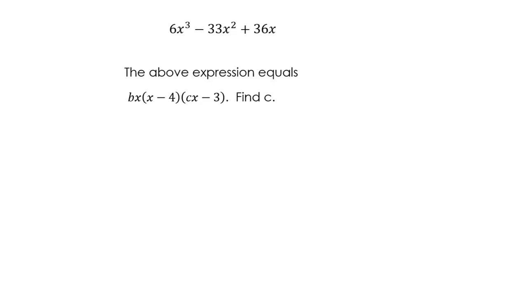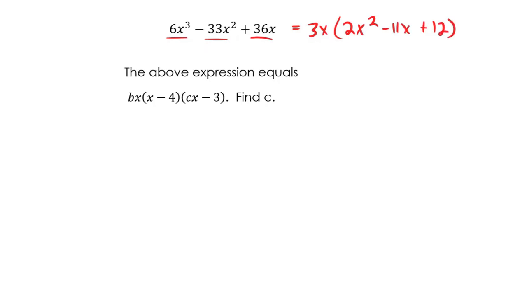Always, in any situation, you should find the GCF whenever possible. And the GCF here, the greatest common factor, is 3x. All three of these terms have a factor of 3, and they also have at least one x. So if we take out the 3x, it leaves us with 2x squared minus 11x plus 12.